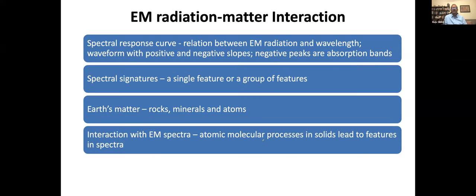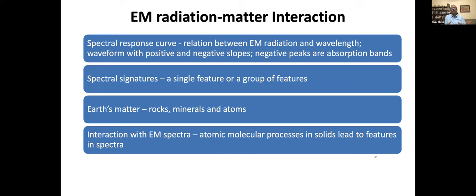The important thing is that the resultant of all of that, the energy distribution, the reflection mechanism, and the properties of the Earth, will define what is called the spectral response curve, which is basically a relationship between the electromagnetic radiation and the wavelength. I will show you several spectral response curves in the next few slides. And this spectral response curve is basically what is defined as a spectral signature.